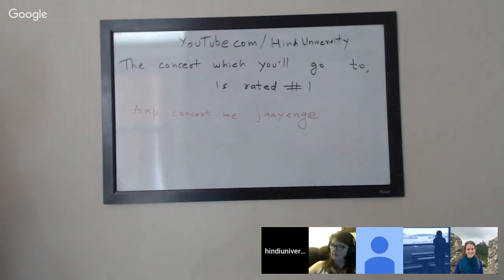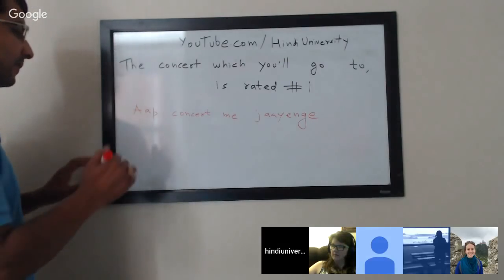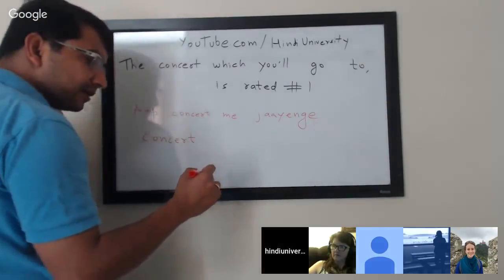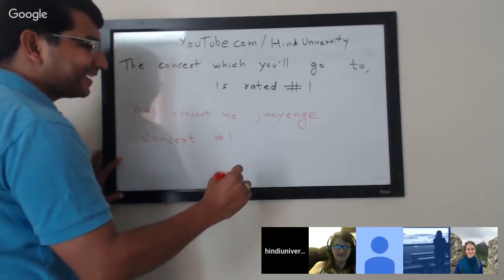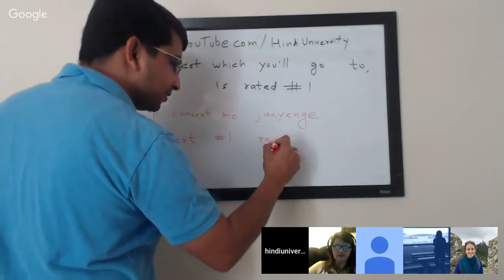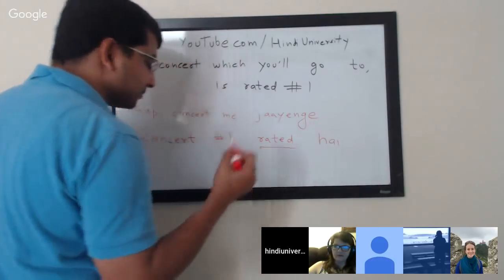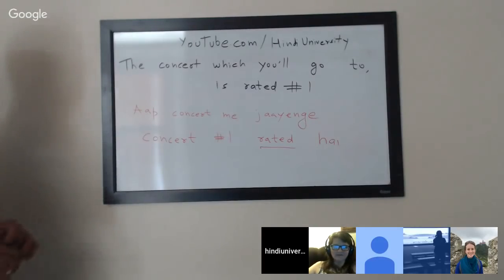Okay. And then the sentence, the concert is rated number 1. I guess you could say concert number 1 का rating है. That's right. Number 1 rated है. You can say that. You can say number one rated hai. Or the other one you're saying is absolutely correct. Concert ki rating number one hai. Or let's keep it simple: number one rated hai. Okay.